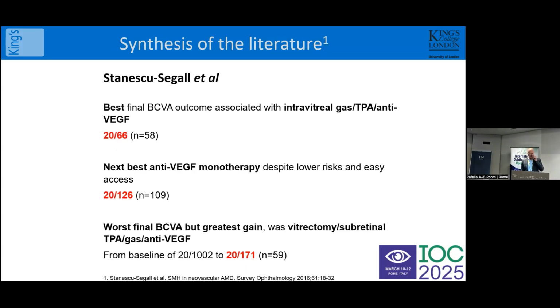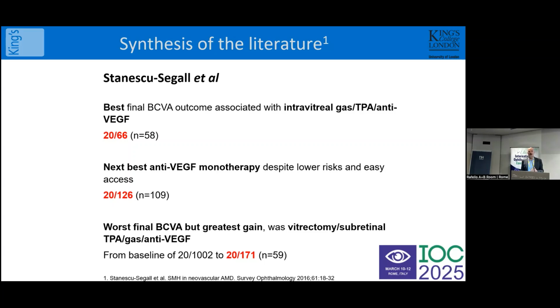So if you look at the best outcomes, I'm going to go through the RCTs individually, but this is just a summary of the non-RCT case series data. So take it all with a pinch of salt, but in a sense, maybe it's the best we've got in terms of collating the information. So if we look at intravitreal gas, TPA, and anti-VEGF, that gave the best final acuity. So if you remember back to the natural history studies we looked at, where the mean visual acuity was about 6/60, these patients do much better than that. So on average, they're about 20 over 66.